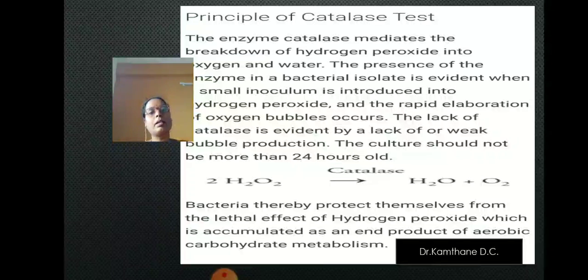Principle: the H2O2 which is produced as a metabolic product in aerobic bacteria and facultative anaerobic bacteria is degraded to H2O and O2 by the action of the catalase enzyme, and in this way the toxic effect is nullified in the bacteria which produce the catalase enzyme.